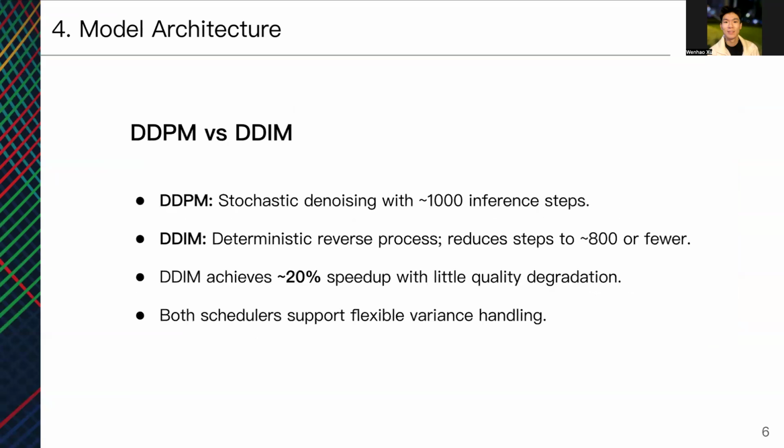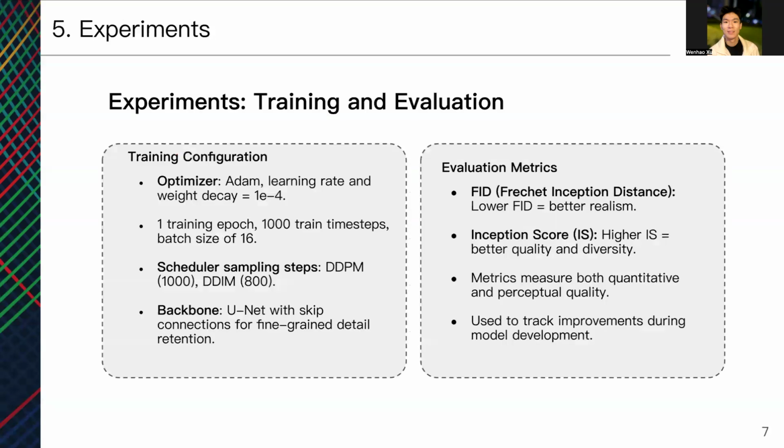In a comparison between the schedulers of DDPM and DDIM, DDIM achieves more than 20% speed up with little quality degradation. So this is really promising, and both schedulers support flexible variation handling. There are some configurations for our experiments, and you can see the optimizers, the scheduler, the sampling steps, and the backbone that we use. We use FID, the Fréchet inception distance, and also the inception score as evaluation metrics for both quantitative and perceptual quality of the generated images.